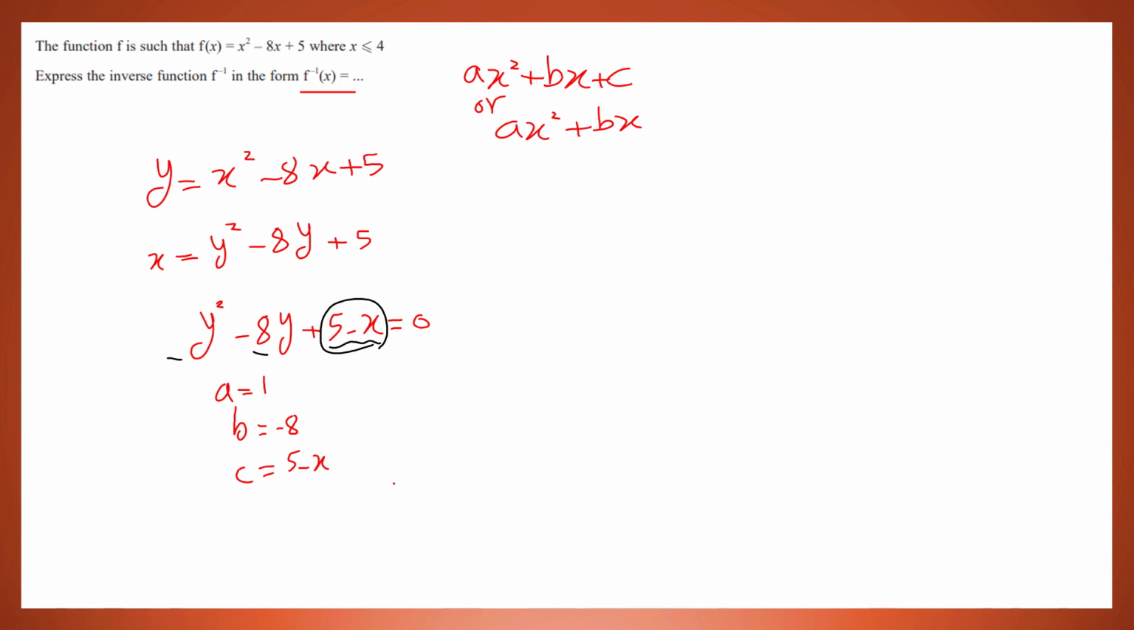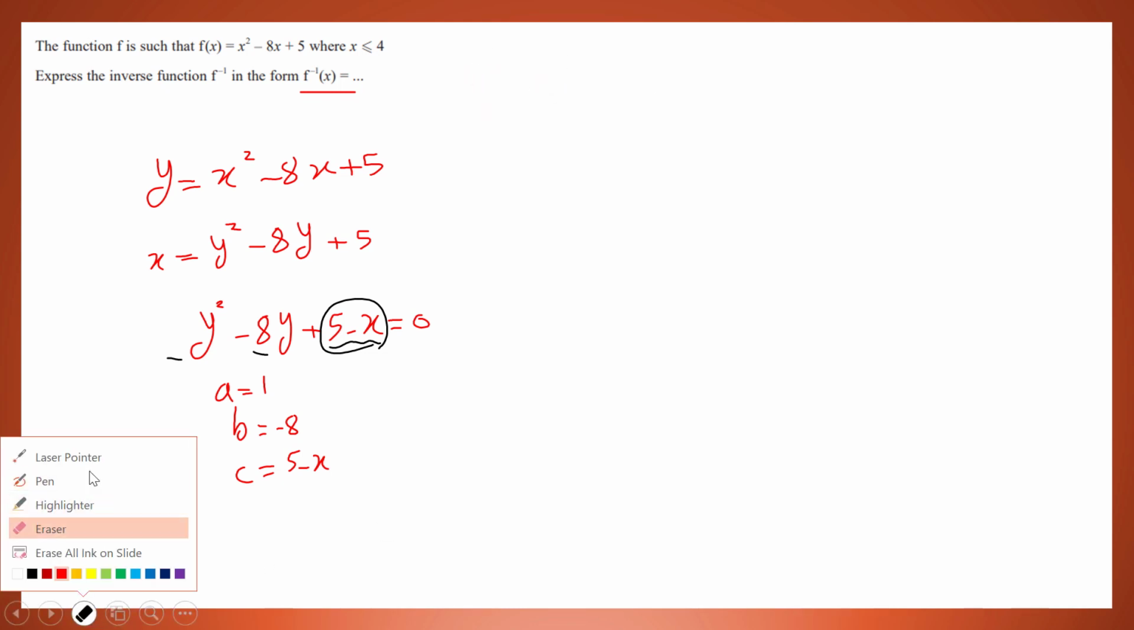So I will work with the completing the square formula. Completing the square is y plus b over 2 all squared minus b over 2 all squared, and then if there is c, you add it, is equal to 0. Why did I equate it to 0? Because now we made it one equation. So I'm going to apply the completing the square formula in this equation, and then make y the subject to find the inverse of the function. So let's apply it here.